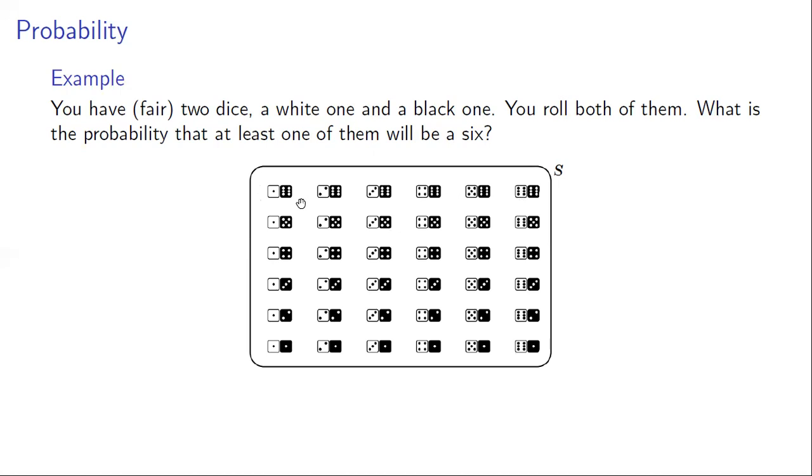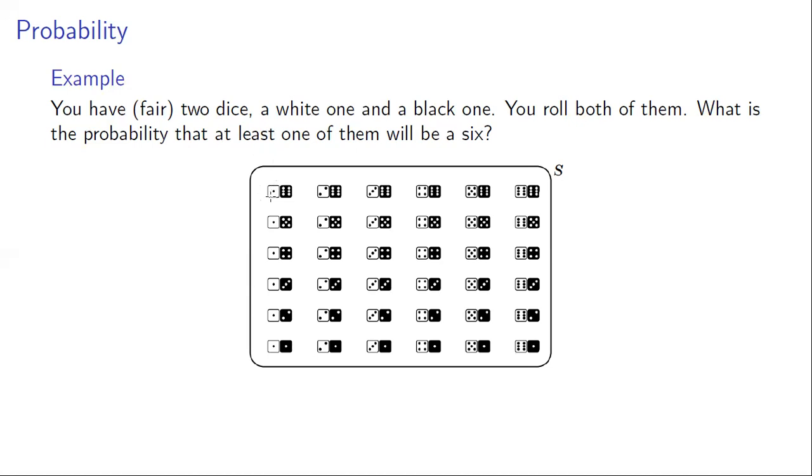I'm sorry, I misspoke. I think I used the word row before when I meant to say column. Anyways, this first column is all the cases where the white die is 1. The second column is all the cases where the white die is 2, and so on. Okay, so again, we're looking for the ones where at least one of them is a 6. At least one of the two dice is a 6.